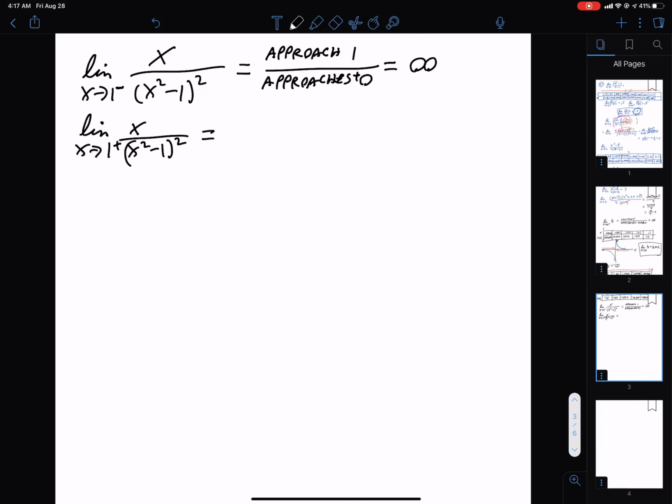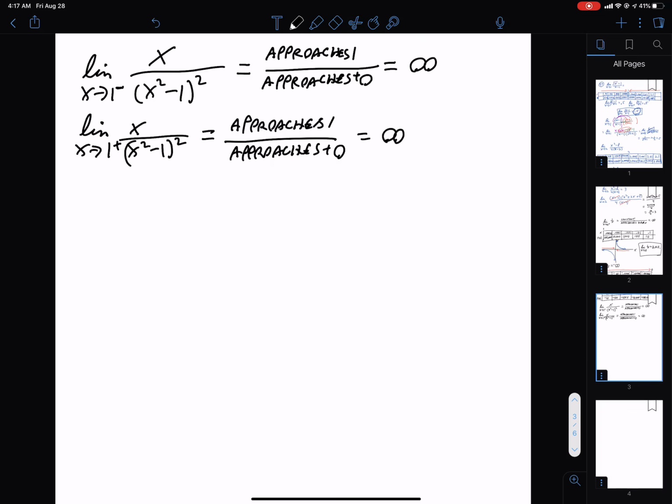The top is approaching 1. The bottom's approaching 0 again. But does it approach 0 from positive numbers or negative numbers? So you put 1.1 here and you square it, and what do you get? 1.21. You subtract 1 and you square it, and since you're squaring it, it's positive. So it's going to be positive on the bottom, and you're going to get infinity again.